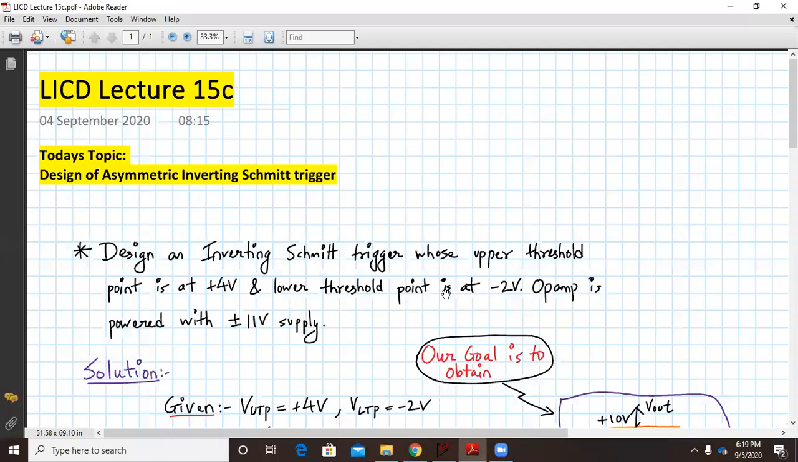Hello everyone, welcome to LICD lecture 15C. Today we are going to design an asymmetric inverting Schmitt trigger. Asymmetric means the upper threshold voltage and the lower threshold point are not the same.